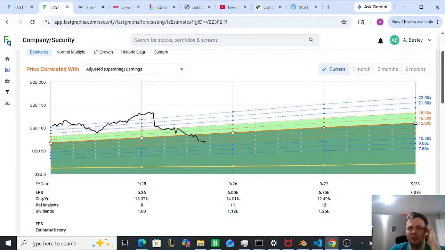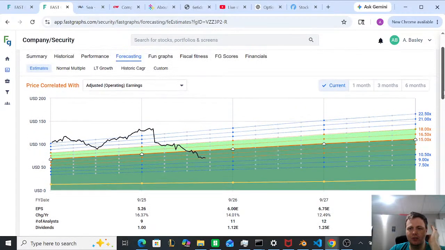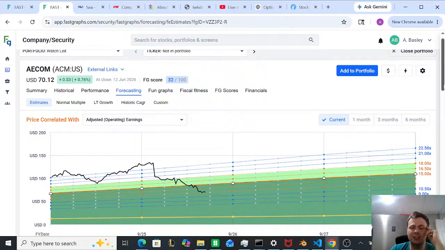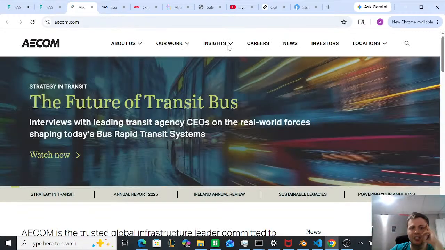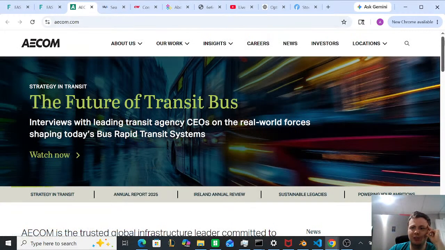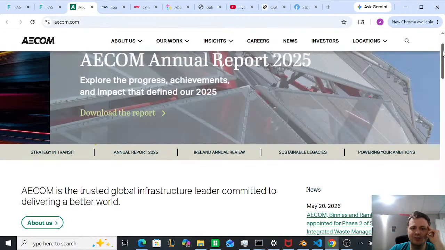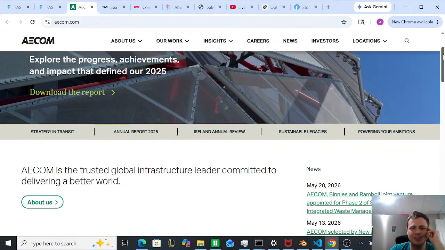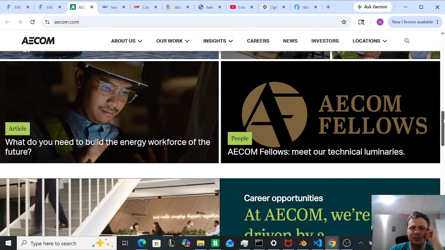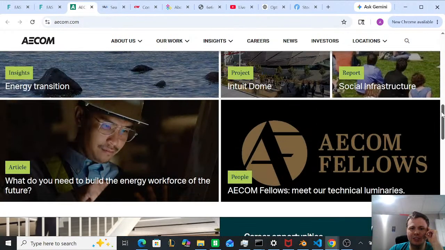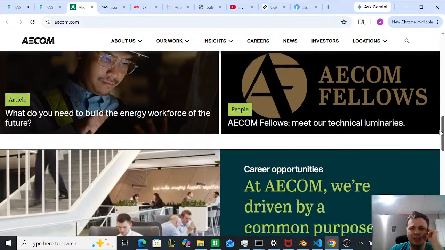That's if the multiple doesn't get back to a 15 PE, which it's traditionally traded at higher than. I don't exactly know what ACM does, so this might be a good time to go look at it. It said engineering and construction, so it should be up in my wheelhouse, but sometimes that Finviz stuff isn't the most specific. So we got energy transition, the dome, social infrastructure. So they are the construction company that does these things.